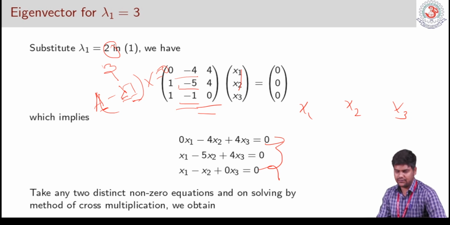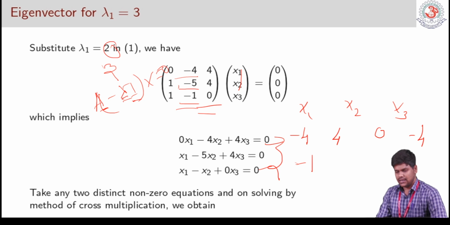In the first equation, the coefficient of x2 is minus 4, the coefficient of x3 is 4, and the coefficient of x1 is 0, followed by the coefficient of x2. Similarly for the second equation, the coefficient of x2 is minus 1, the coefficient of x3 is 0, the coefficient of x1 is 1, and the coefficient of x2 is minus 1.